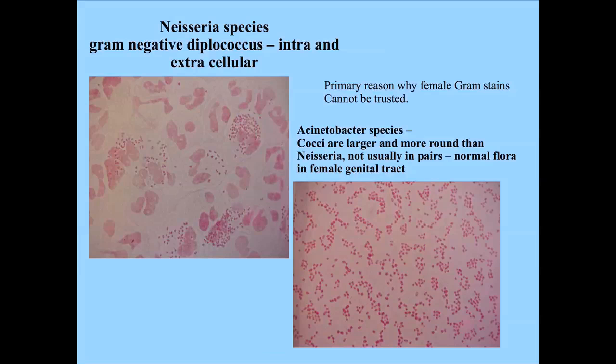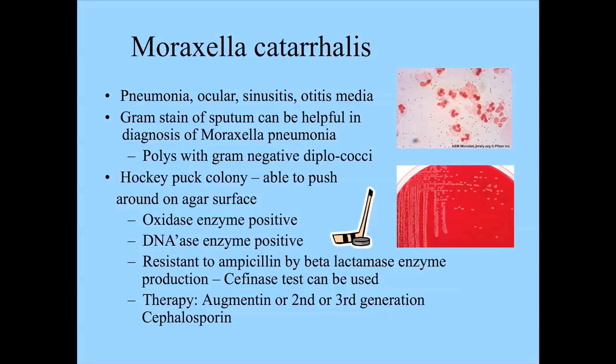On the next slide, it is about Moraxella catarrhalis. This is a cause of pneumonia, ocular infection, sinusitis, and otitis media. The gram stain of the sputum, which is shown on the right-hand side, can be very helpful in the diagnosis of Moraxella pneumonia. You will see many polys with gram-negative intra- and extracellular diplococci. Neisseria gonorrhoeae and Neisseria meningitidis do not cause pneumonia, so when you see a gram stain such as this, your first thought should be to the cause of Moraxella catarrhalis.